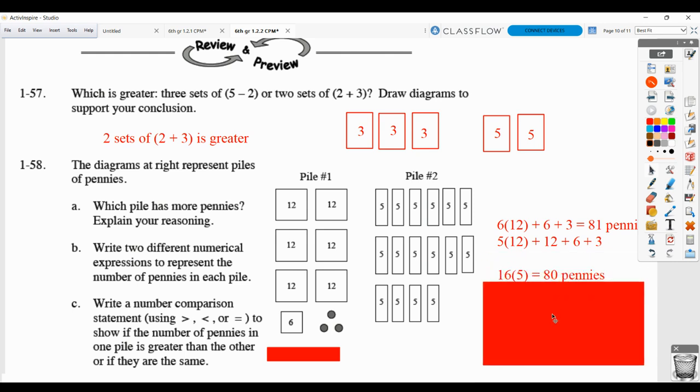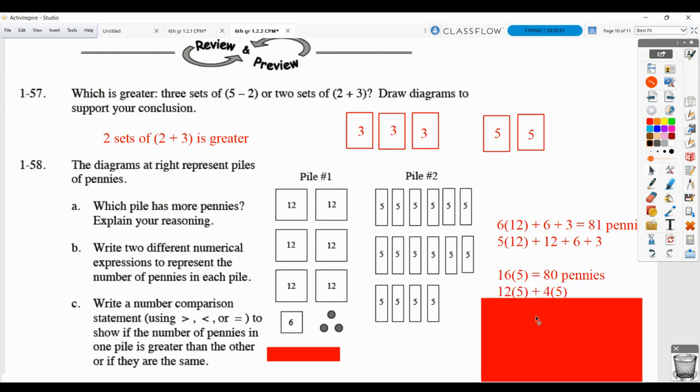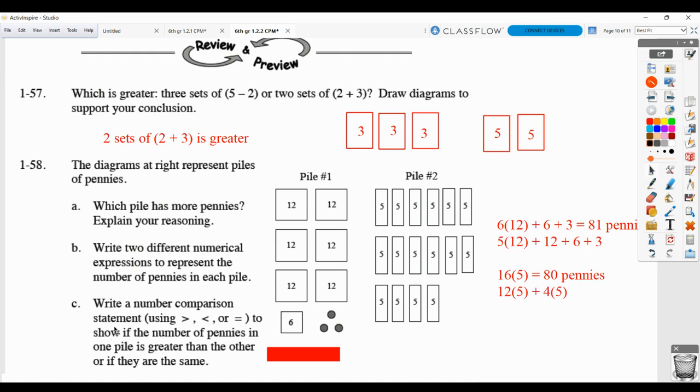Then for pile 2, we could think of it as 16 groups of 5, which would be 80 pennies. Or you could think of it as 12 groups of 5 plus 4 groups of 5. And again, there's others as well. So then writing that as a comparison statement, we would say that 81 is greater, of course, than 80. So pile 1 has more pennies than pile 2.